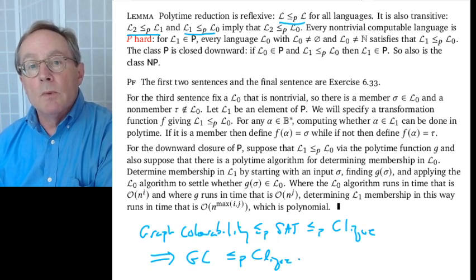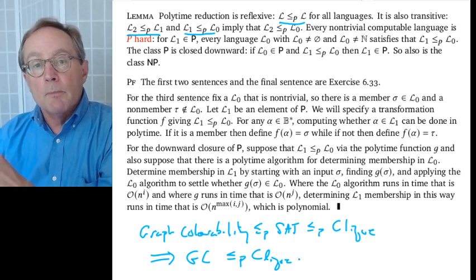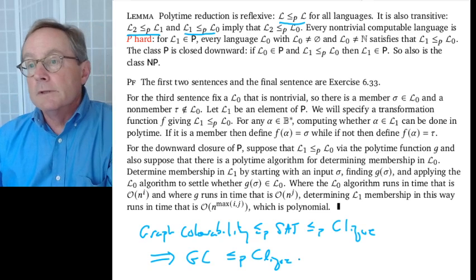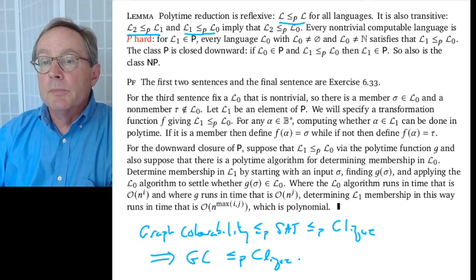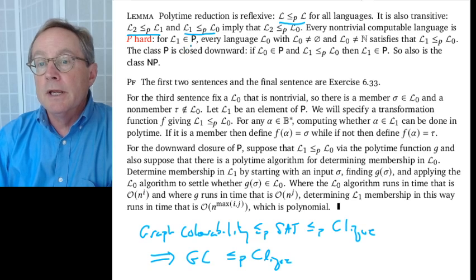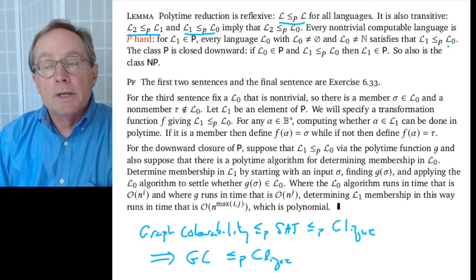Okay, so that's really the one that is most interesting in this lemma that we use right away, is that we have some kind of sensible structure. Some problems are below problems, some problems are above. Some other conditions here in the lemma: every non-trivial computable language is p-hard. That is to say, if you have a language L1 that's in P, then every non-trivial language L0 satisfies that L0 is greater than or equal to, sub p, L1. L1 polytime reduces to L0.